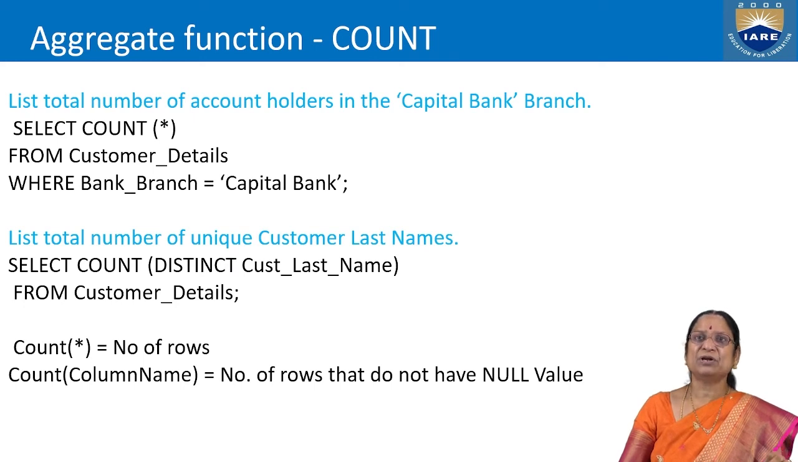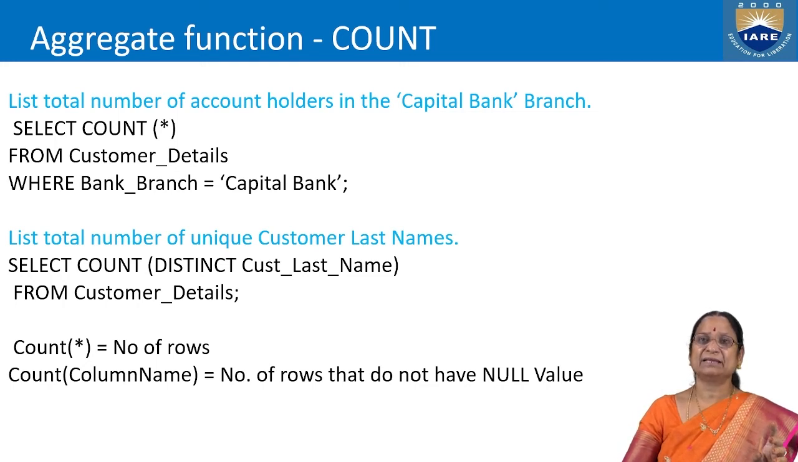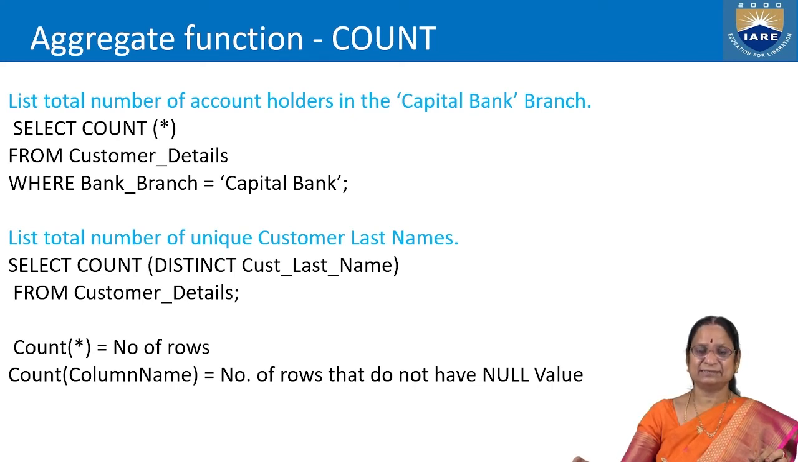List the total number of account holders in the capital bank: select count star from customer details where branch name is capital bank. List the total number of unique customer names. Here we are using distinct. How many unique customer last names? I am using distinct customer last name, which means duplicates are not counted in this example, from customer details.